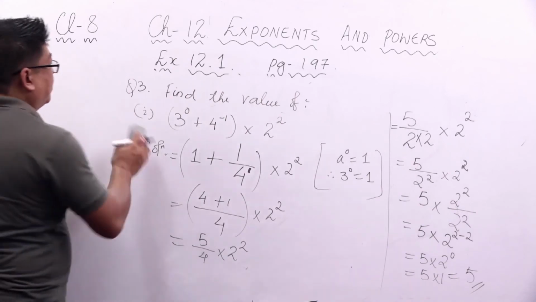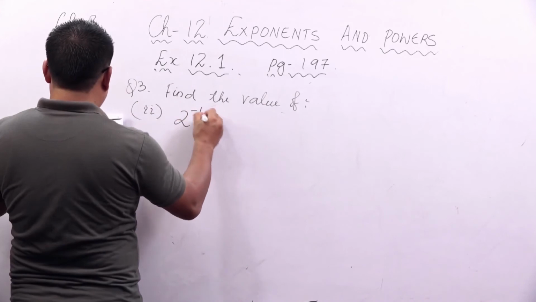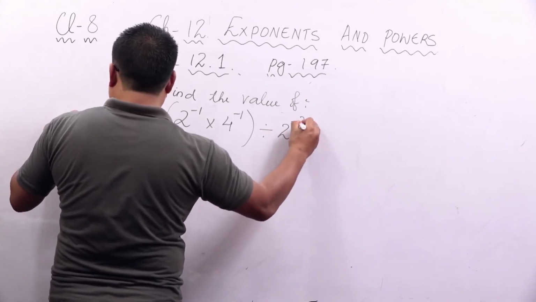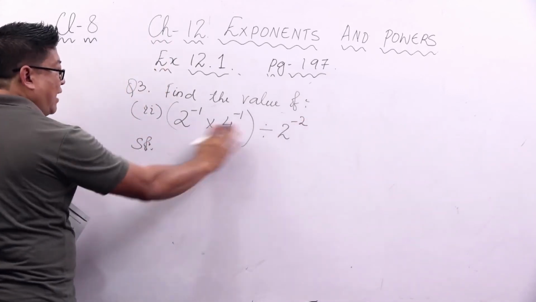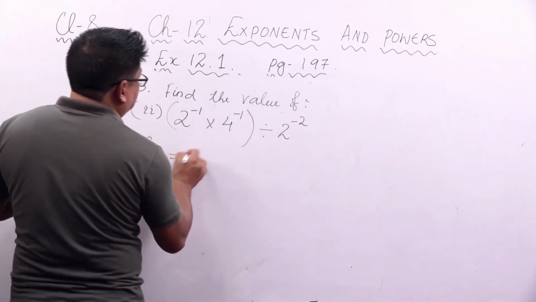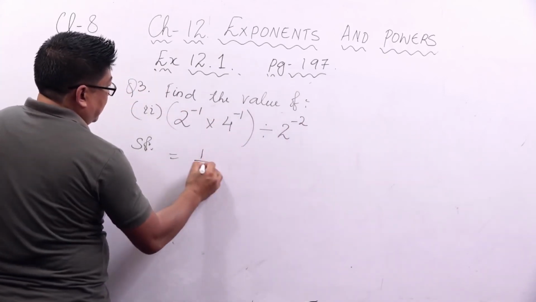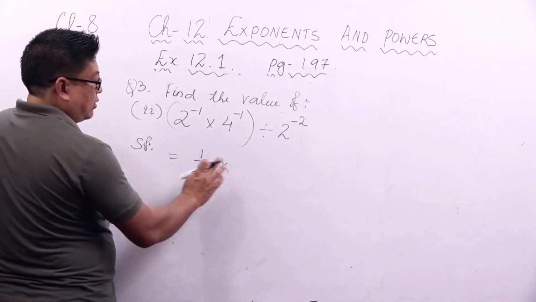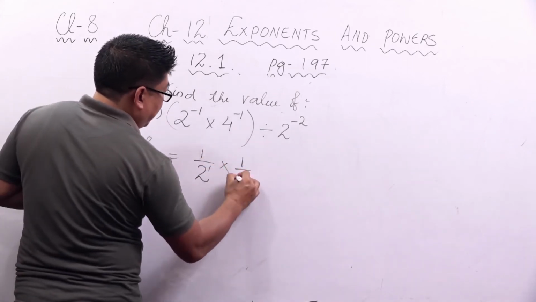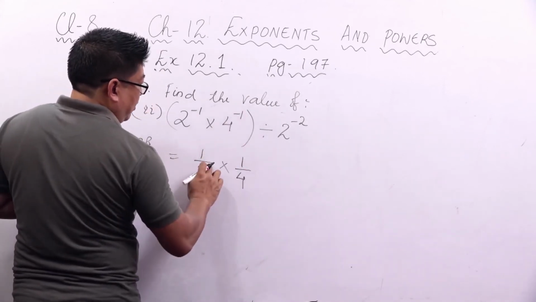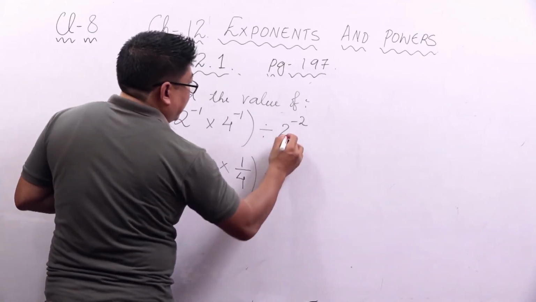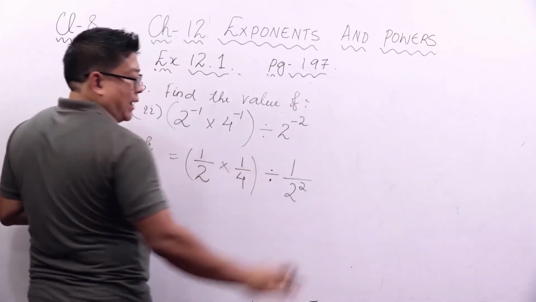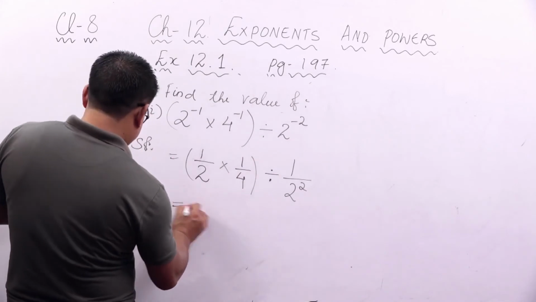Okay, children? So this is the first part. (2 to the power minus 1 into 4 to the power minus 1), bracket close, divide 2 to the power minus 2. So we have to find the value for this. Same thing, first remove all the minus. That is, 2 to the power minus 1 will become 1 by 2, the power 1 doesn't matter, all right? 4 to the power minus 1 will become 1 by 4. Divide by, this 2 to the power minus 2 will become 1 by 2 to the power 2. Just put 1 by, remove the minus. Okay, so this is the first part.